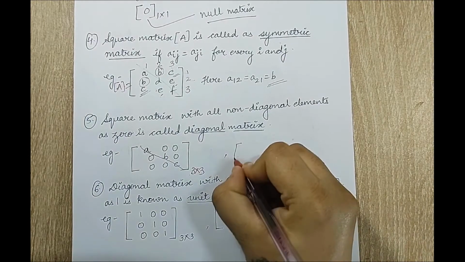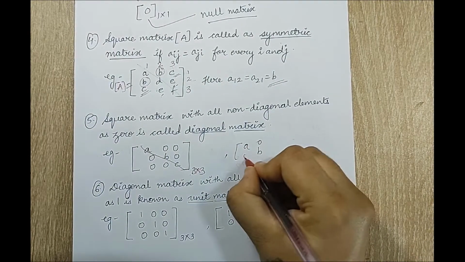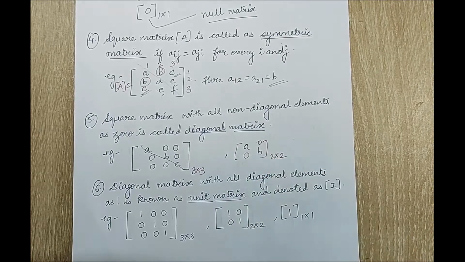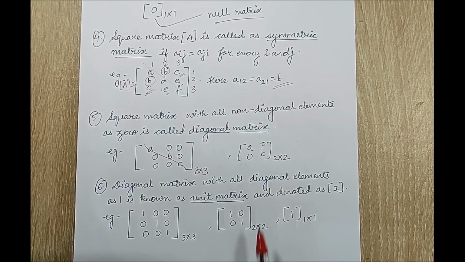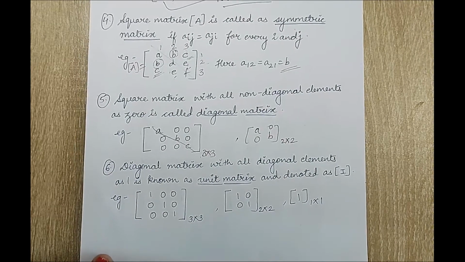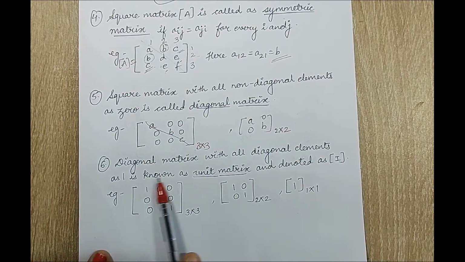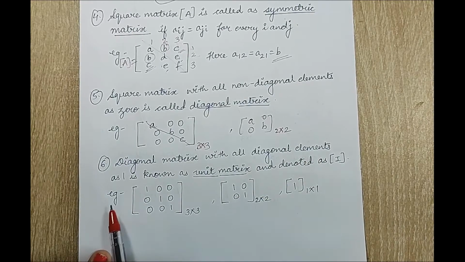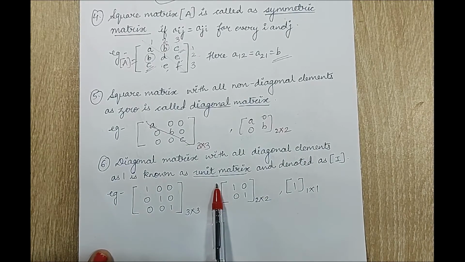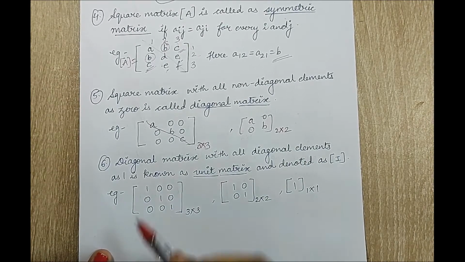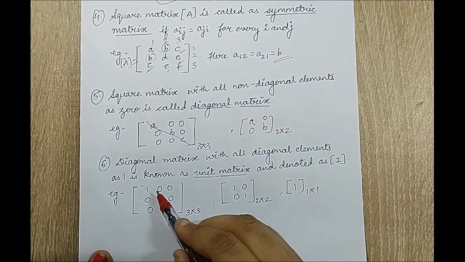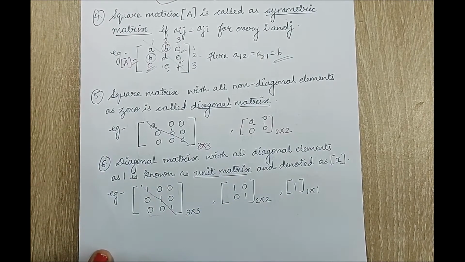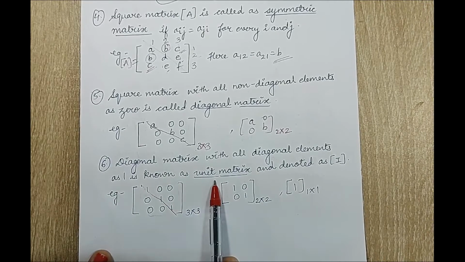Also you can have something like this, A, B, and these terms are 0. So this is a 2 by 2 diagonal matrix. So we can have 2 by 2, 3 by 3 and likewise more of them. Now suppose a diagonal matrix has all the diagonal elements as 1, this will be known as a unit matrix. If you observe here, all the diagonal elements are 1 and the rest of the elements that you see are 0. So this type of special diagonal matrix is called a unit matrix.